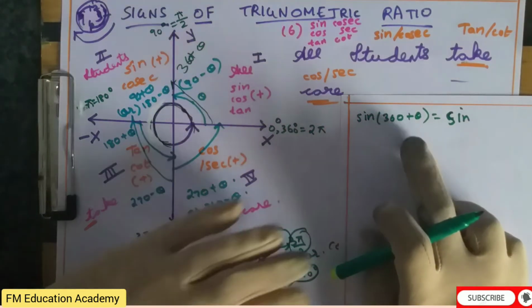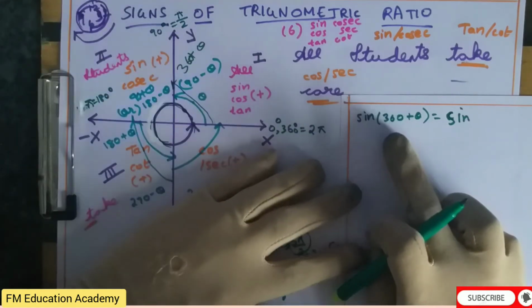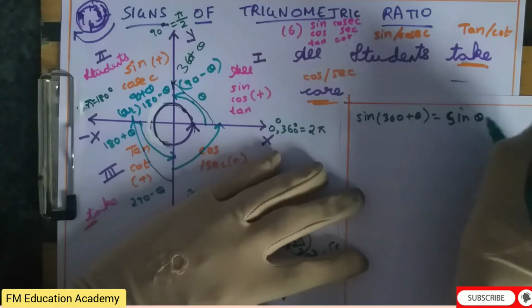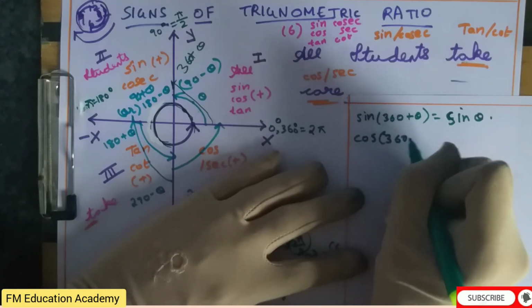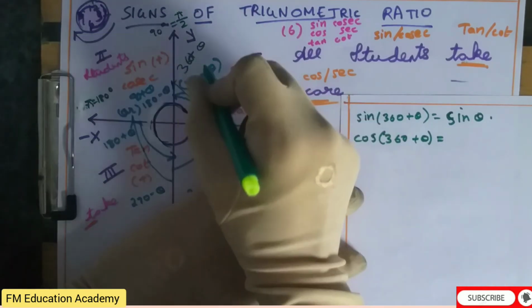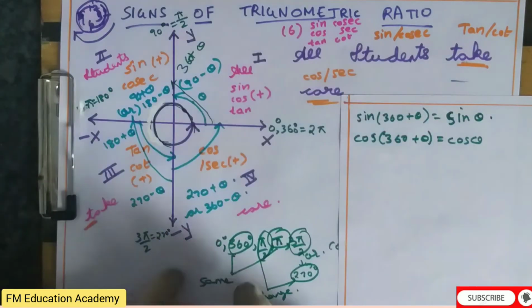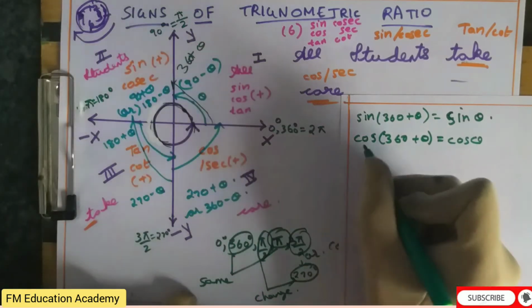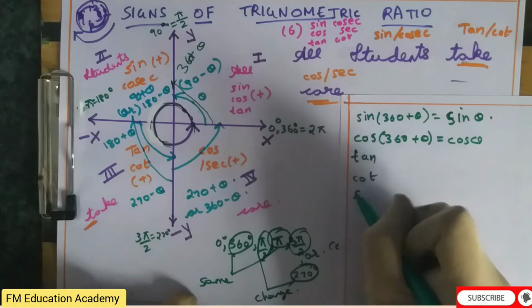So let us write for 360 plus theta. What is sine 360 plus theta? It is in first quadrant. Sine is positive in first quadrant, so it is positive sine theta only. What about cos 360 plus theta? Cos 360 plus theta is also positive in first quadrant, because cos is positive in first quadrant. So that is cos theta only. Why is cos remaining cos only? Because just now I said that if it is 360 or 180, the trigonometric ratio will remain same. Remember this rule. Then similarly we have tan, cot, secant, cosecant.